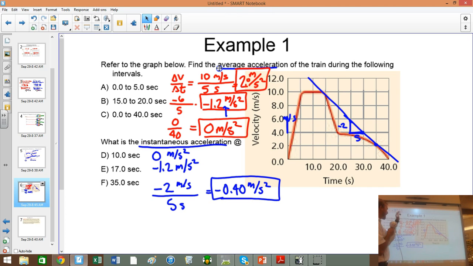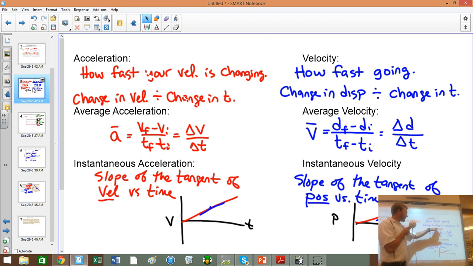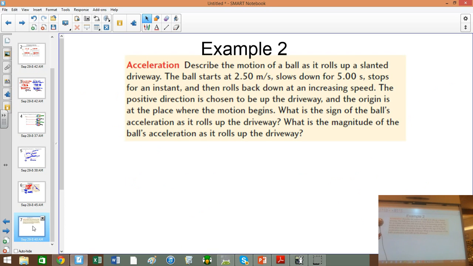So the difference between average acceleration and instantaneous. Average is your final minus your initial divided by your time. And then instantaneous is that slope. Just like back in the velocity days, the average was your final minus your initial divided by your time. Your average is final minus initial. And the instantaneous velocity was the slope of the tangent. So is the instantaneous acceleration. One last example problem, and then I'll let you go.